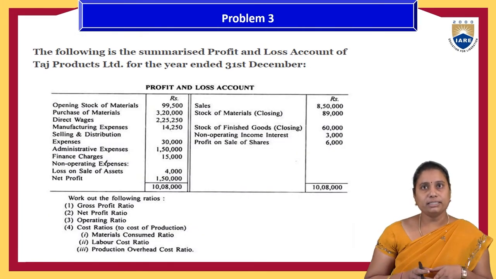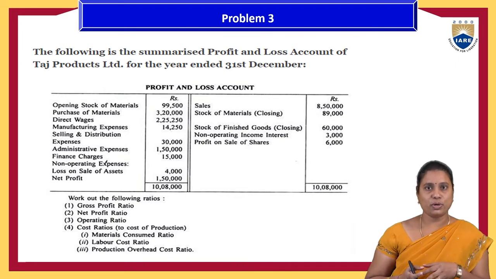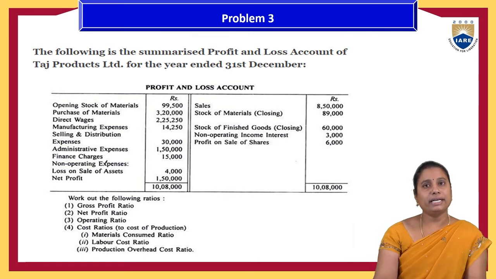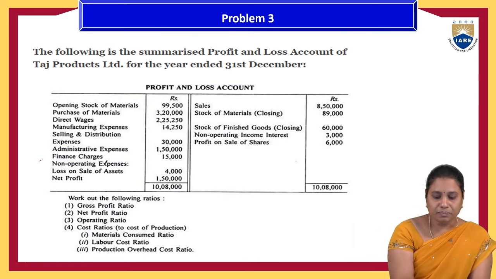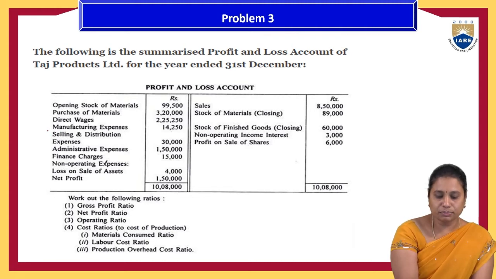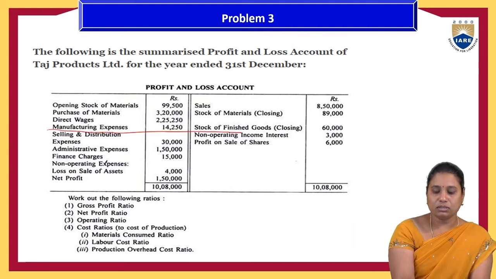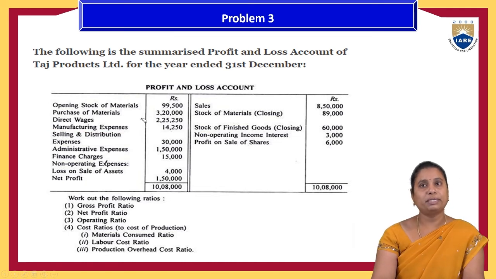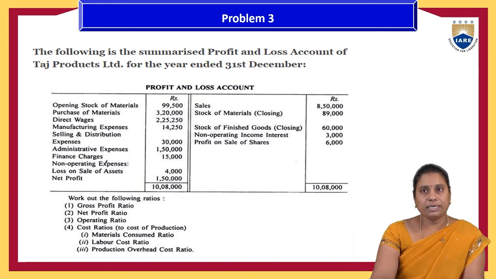The third problem is, the following is the summarized profit and loss account of Taj Products Limited for the year ended 31st December. Here they have provided, up to this one, direct expenses and manufacturing expenses. Up to this one it is a trading account. The remaining is called the profit and loss account, but combinedly they have provided the information of opening stock, sales, closing stock, stock of finished goods, stock of material, non-operating incomes, and profit.